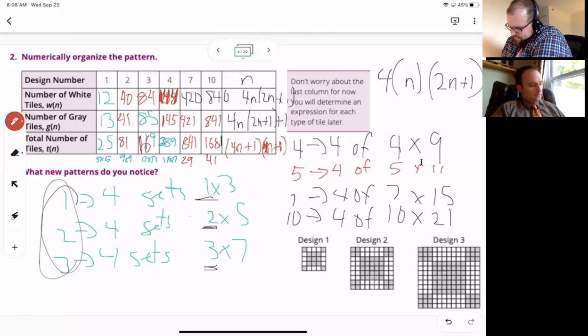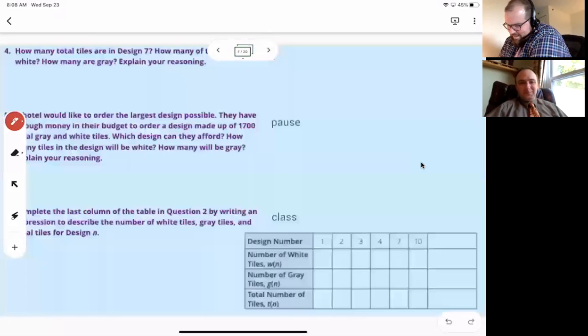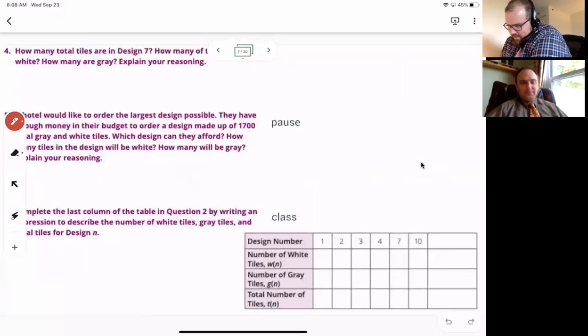Got it. I think we did some stuff. Although it says, don't worry about the last column for now. You will determine an expression for these two. Yeah, I think we may have done some stuff early that we didn't have to do yet. But let's see. Oh, these are answering the questions that we just figured out. I think we just did all of this, so we're good. I think we just did all of this too. I think the middle one they can figure out based on what we did. I like it.